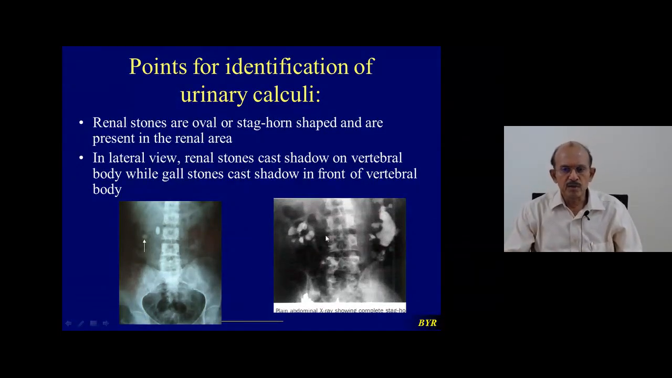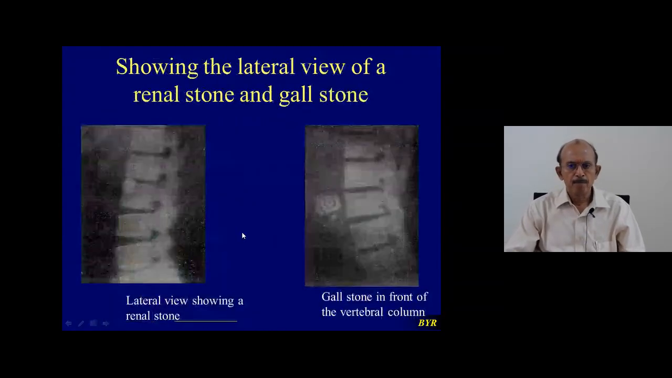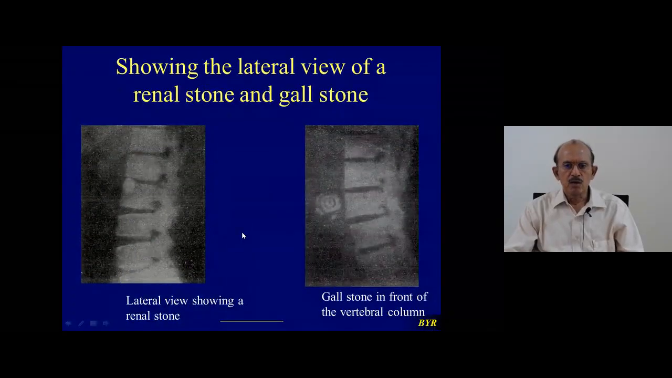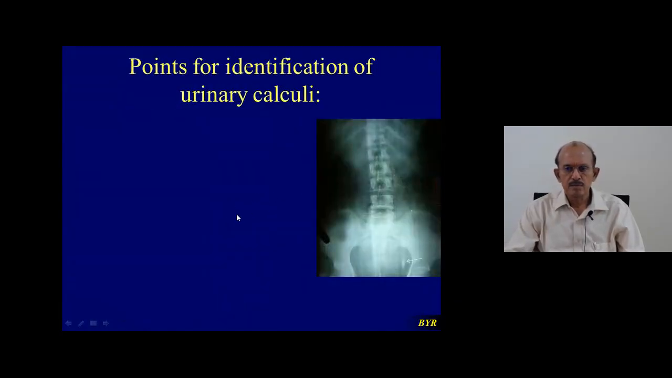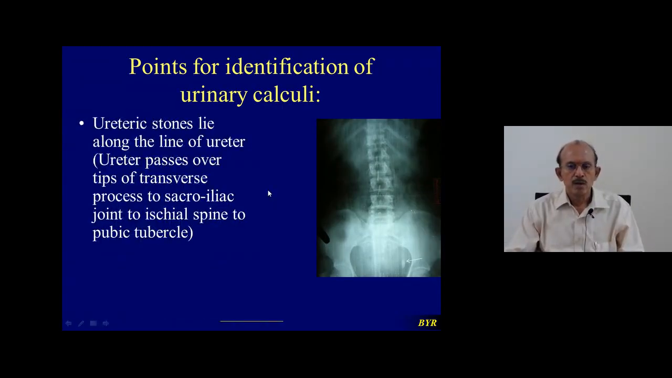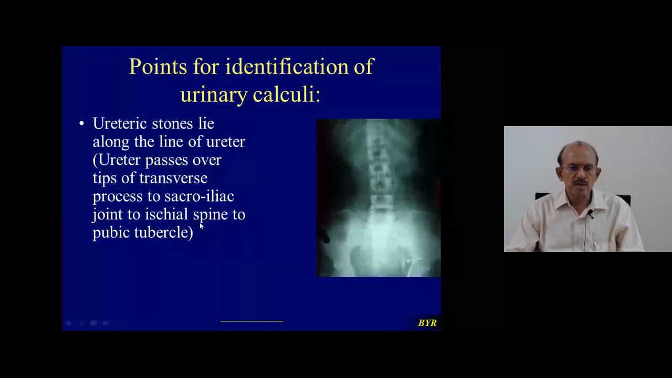And here you can see multiple stones in the right kidney and a staghorn calculus in the left kidney. So this is how you differentiate. A kidney stone will throw a shadow on the vertebral bodies. Gallstones will throw a shadow in front of the vertebral body. Ureteric stones lie along the line of the ureter. That means the ureter passes over the tips of the transverse processes to the sacroiliac joint, from there to the ischial spine, to the pubic tubercle.